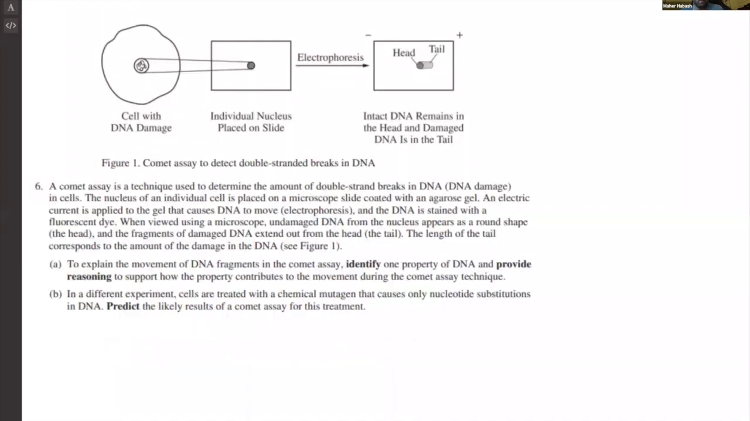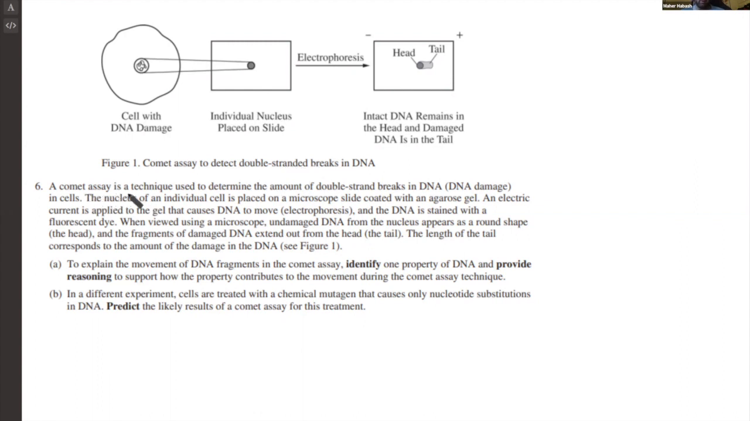Okay. Take a look at this one. So, a cell with DNA damage, an individual nucleus after an electrophoresis. Intact DNA remains in the head and damaged DNA is in the tail. So we have a common assay to detect double-stranded breaks in DNA.